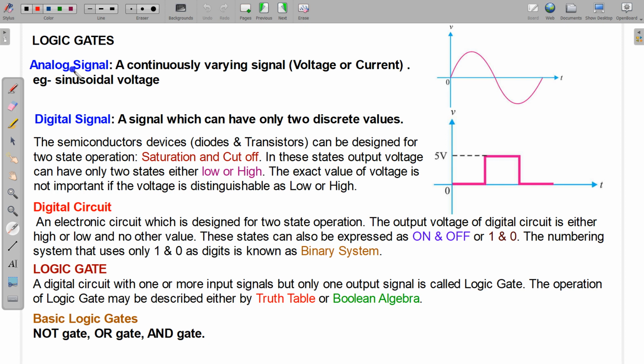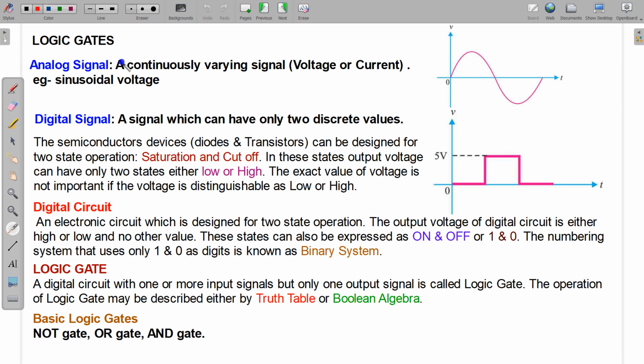Signals are of two types. Electrical signals are of two types. One is called analog signal, another is called digital signal. What is an analog signal? Signal means voltage or current. It is a signal which continuously varies. It can have a continuous range of values.